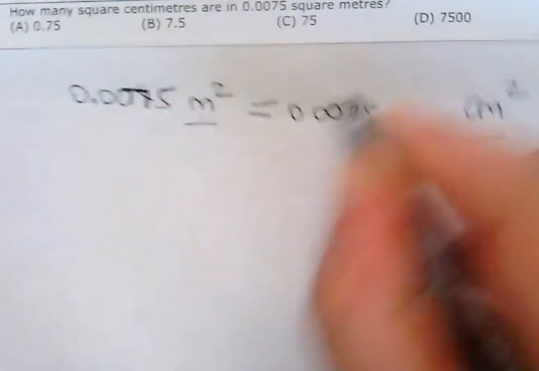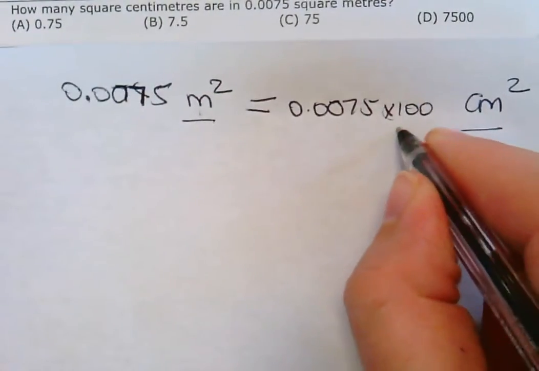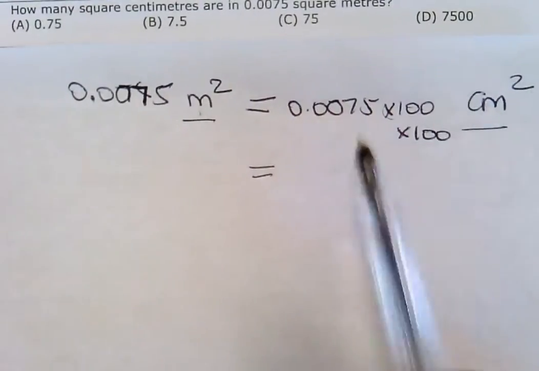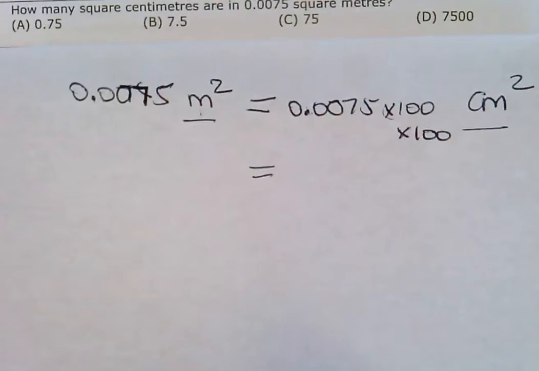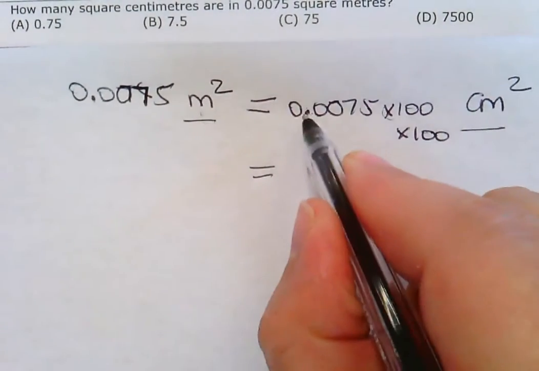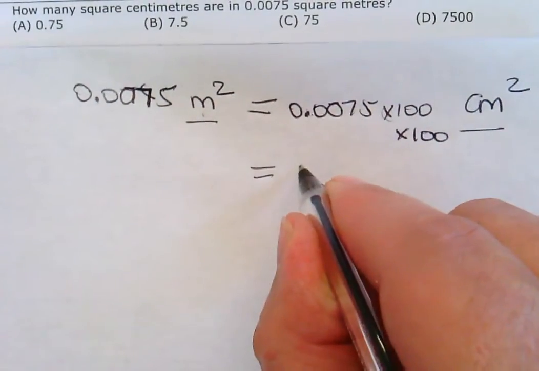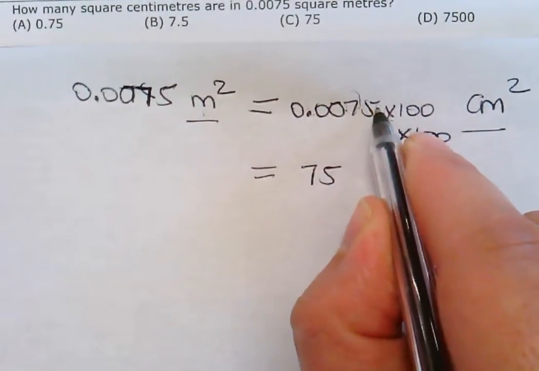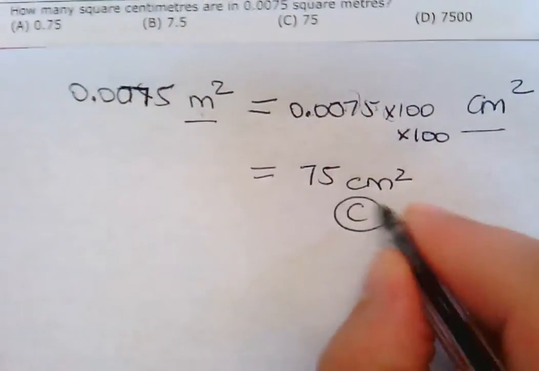The conversion between metres and centimetres is to times by 100, but we're doing centimetres squared to centimetres squared, so we're going to multiply by 100 twice. So you can either do it on your calculator, or you can just jump your little decimal place. How many places? 1, 2, 3, 4. What's the answer? 1, 2, 3, 4, 75 centimetres squared. The answer is C.